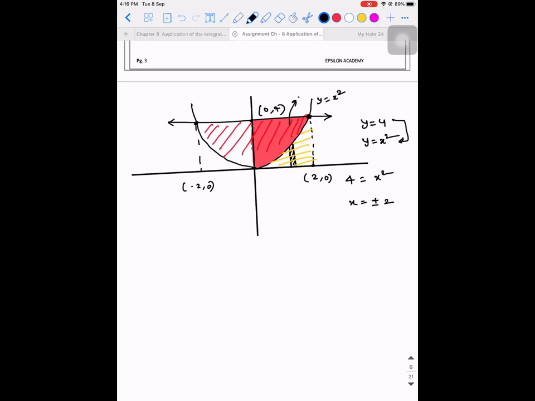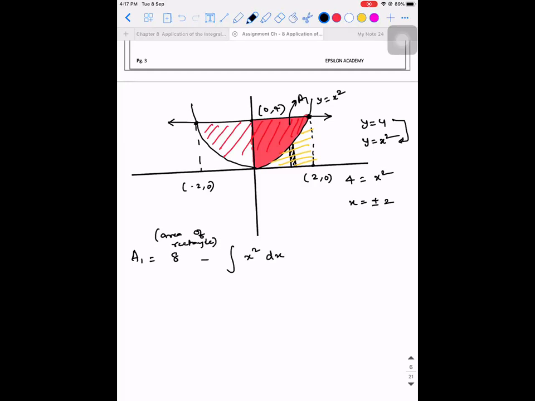So, unwanted area again. Yes, so it is 8, because it's the area of the rectangle minus the area of the shaded portion. There is a yellow part, right? For the yellow part, you're integrating with respect to the x-axis. X-axis means you need to write y, so x square.